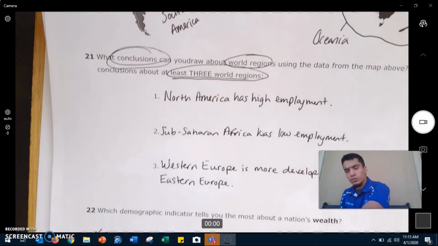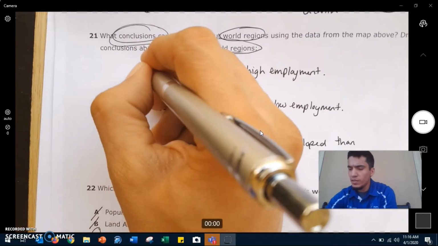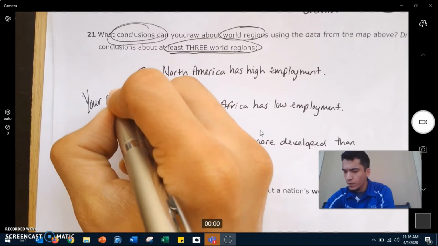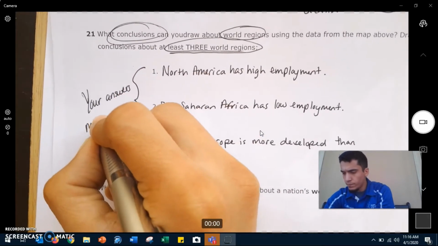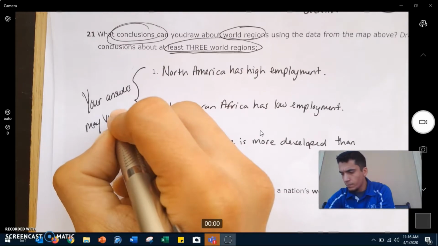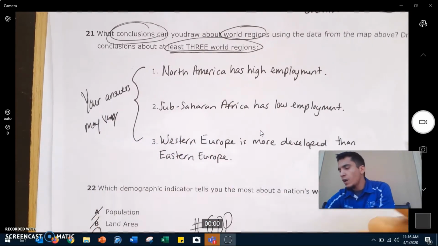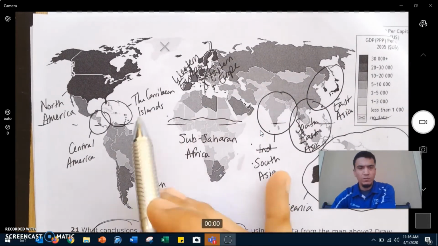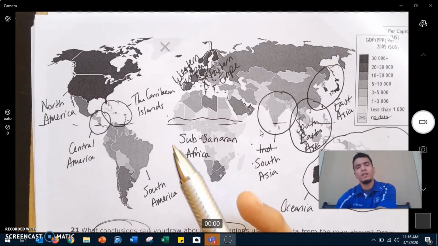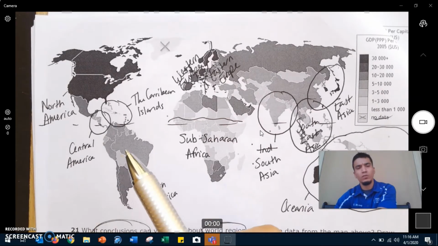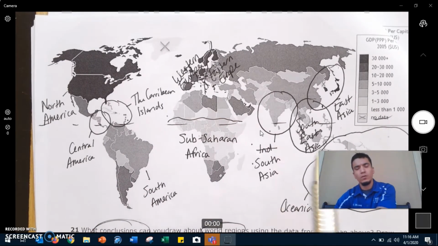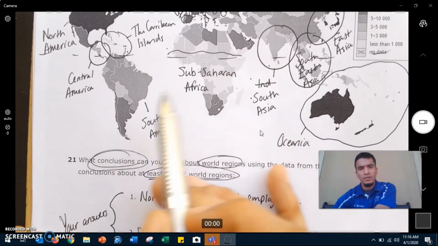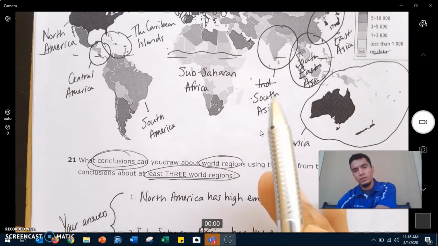Awesome. So these are 3 conclusions I came up with. Students' answers may vary here, so your answers may be different. For example, over here, you could have tried to draw the equator, and one thing you could have noticed is that most of the countries that have higher GDP are on the northern hemisphere, where the countries or regions at the southern hemisphere, with the exception of Oceania, is going to be a lower GDP.